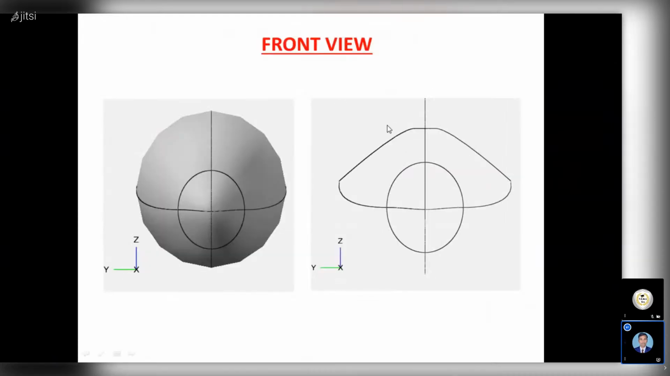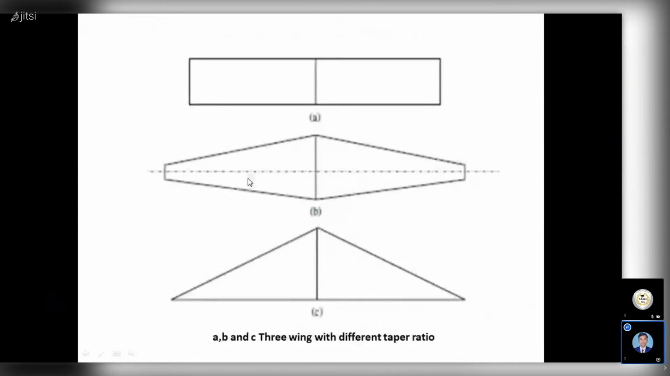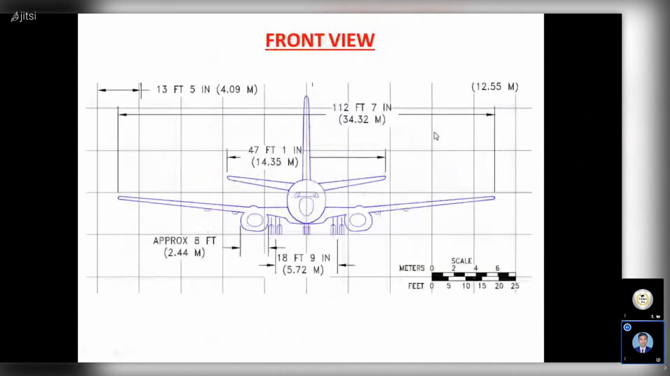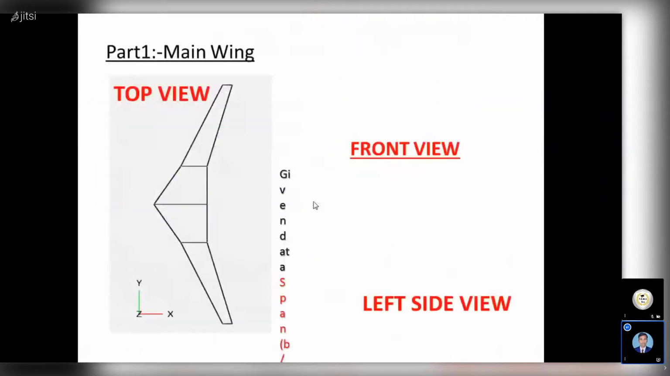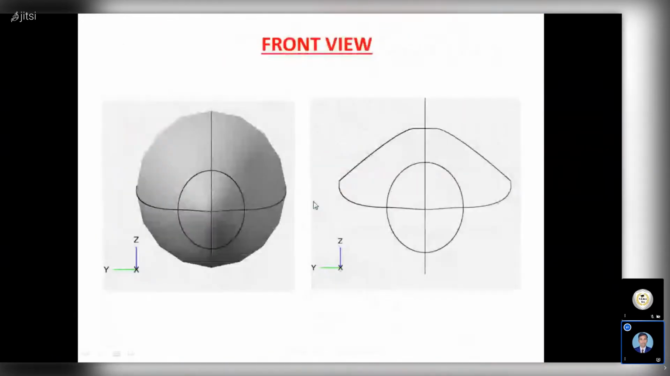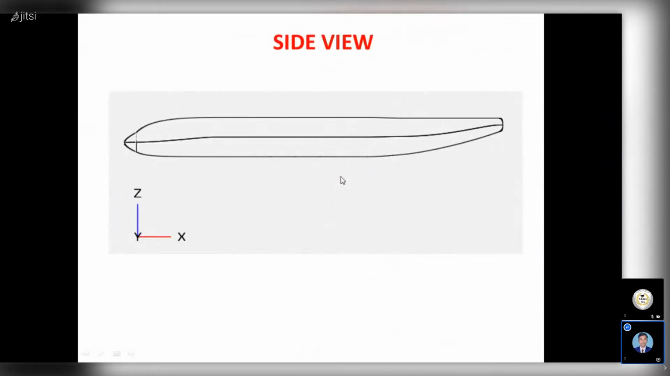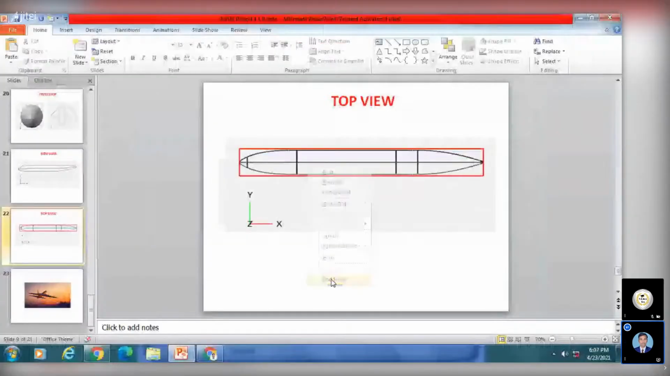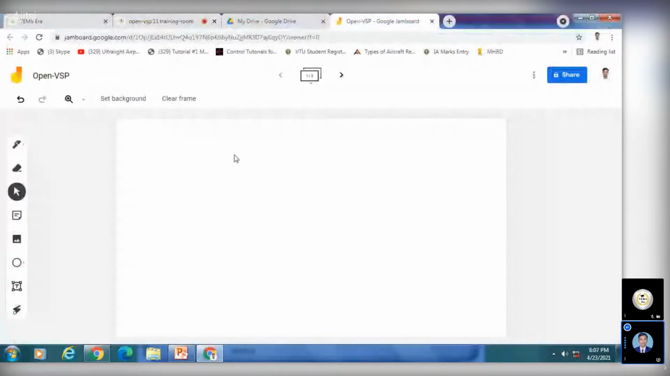Here is the front view of the fuselage. This is the front view, and the side view after designing in Open VSP, or after inputting your values, should look like this, and the top view as well. So now I'll go to sketch.